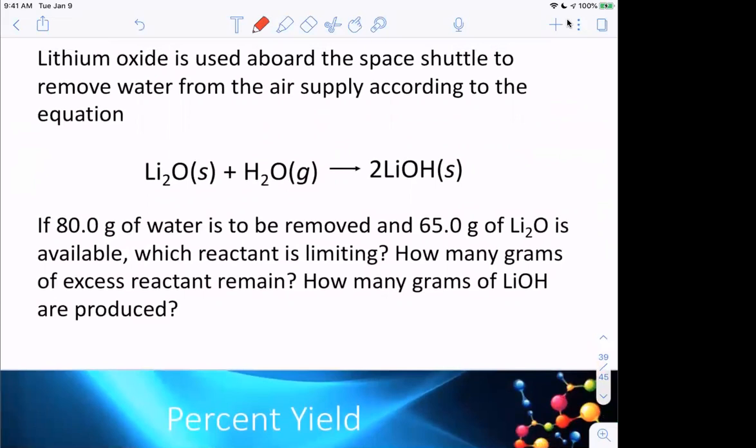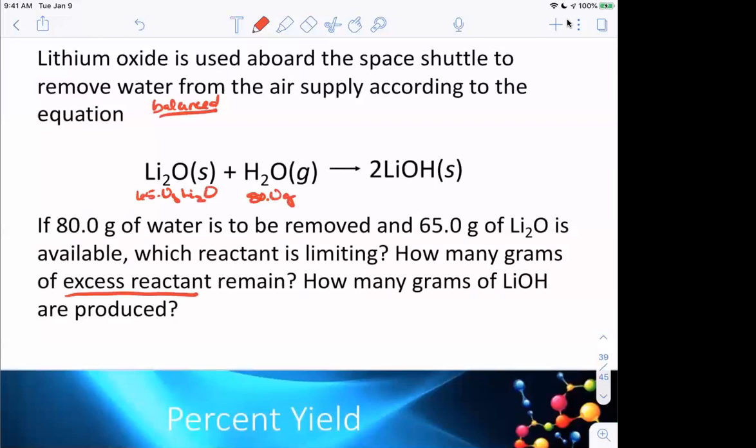Lithium oxide is used aboard the space shuttle to remove water from the air supply according to this equation, and it is balanced. I don't have to go ahead and balance it. I want to remove 80 grams of water, and I know that 65.0 grams of Li2O is available. So of those, which reactant is limiting? How many grams of excess reactant remain? And how many grams of lithium hydroxide can be produced?